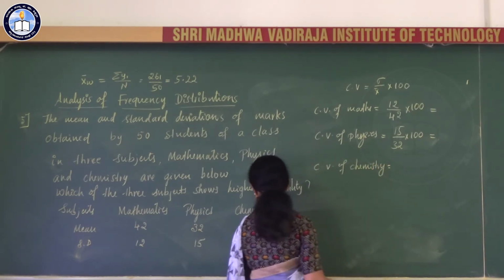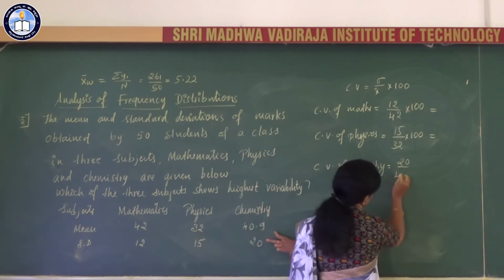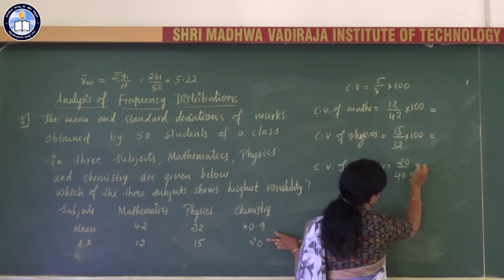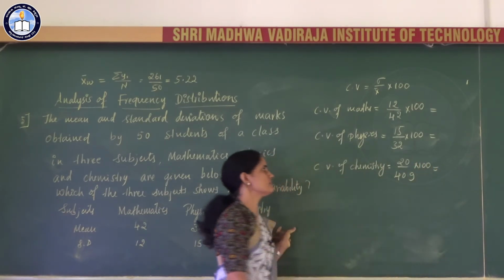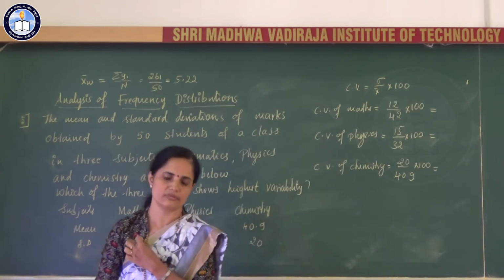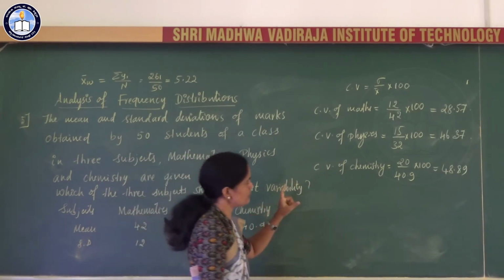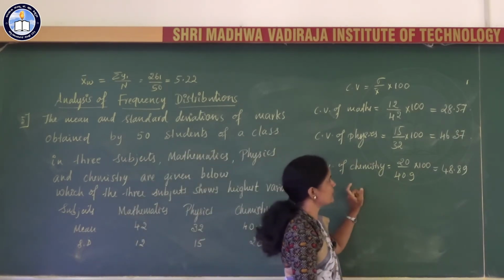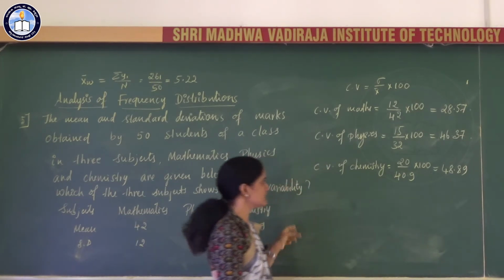So that is equal to 20 divided by 40.9 into 100. Calculate the coefficient of variation of all the 3 subjects by using your calculator and write the value. Calculate now. Check whether you get the same coefficient of variation: 28.57, 46.37 and 48.89.